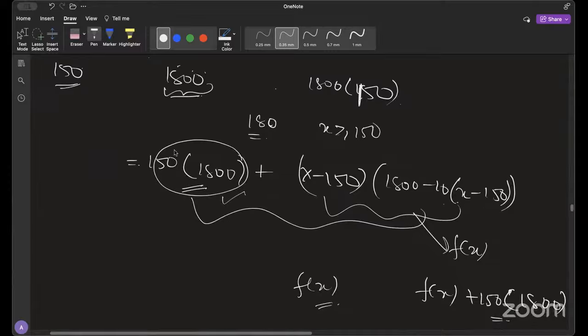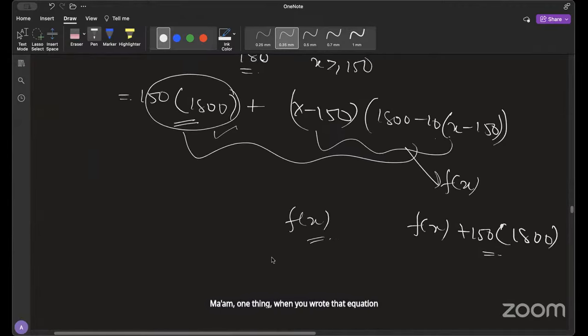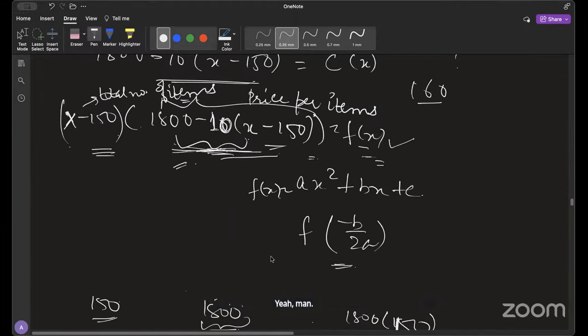Is it clear to everyone? Ma'am, one thing, when you wrote that equation, just above that, here we have to mention one thing more. Here x has to be more than 150, else it will go in the negative. Yes, x is greater than 150.